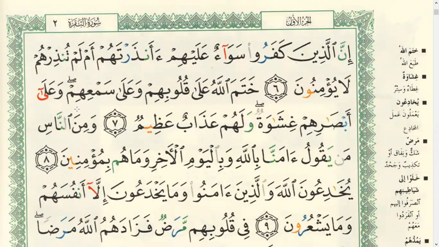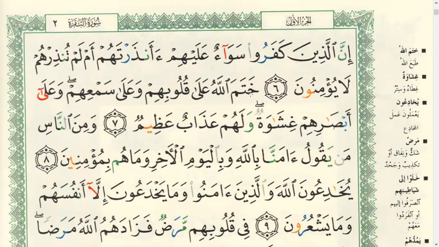Sam'ihim, their hearing. Wa ala absarihim, and on their eyesight. Absarihim, their vision, their eyesight. Ghishawatun, a veil.